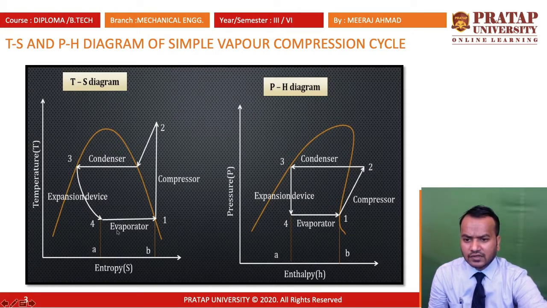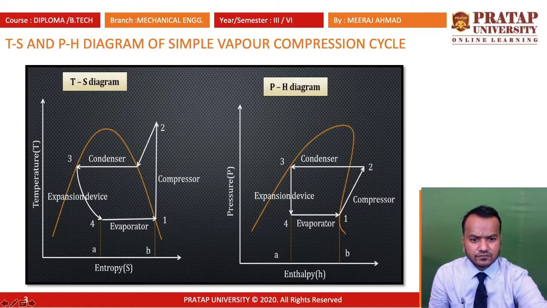So the heat should be absorbed from the storage space, from 4 to 1. Then this two-phase mixture should be converted to saturated vapor. So this process should run continuously in an anti-clockwise direction. Now come to the P-S diagram. This is the P-S diagram of the simple vapor compression cycle.